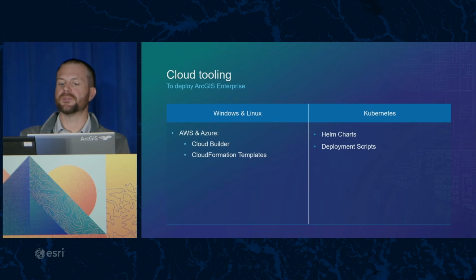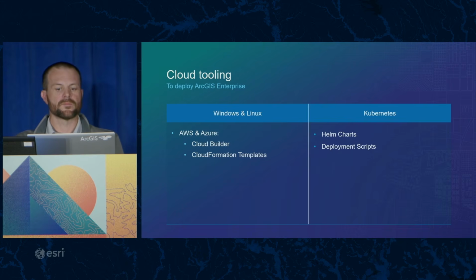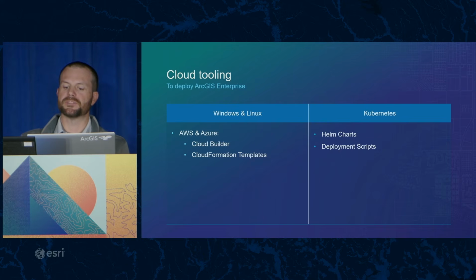CloudFormation templates handle the infrastructure as code layer, allowing for deep customization and version control of your deployment architecture. You can treat the template as code, modify instance types, subnets, additional storage, and then deploy consistently across accounts or regions. And for Kubernetes deployments, we use Helm charts and Esri provided deployment scripts for standardized installation.